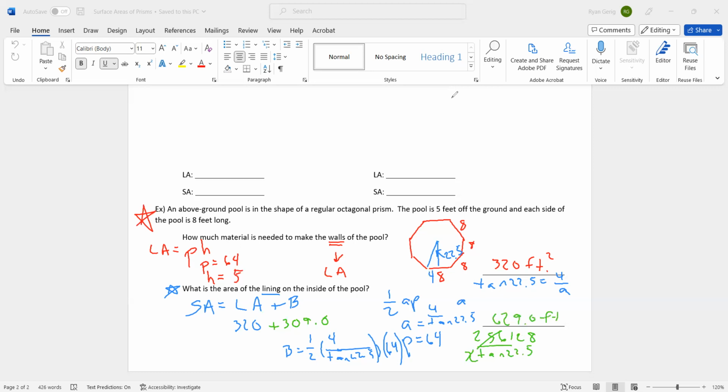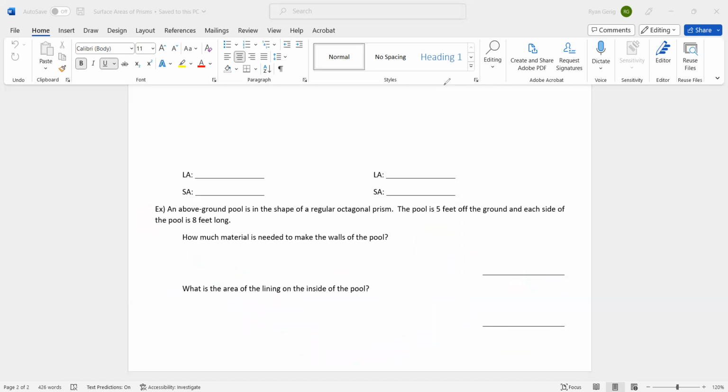And again, I know it's a long video, but hopefully you understood the vocab and what these things mean and how they're represented. We're moving on to cylinders tomorrow, which are going to have different formulas, but in reality, they are the same formulas.